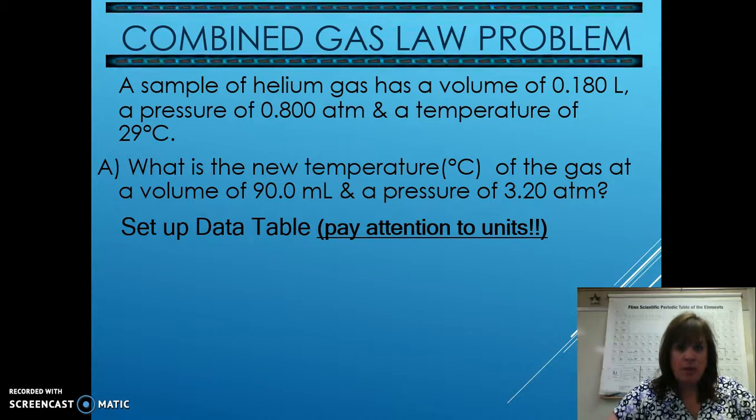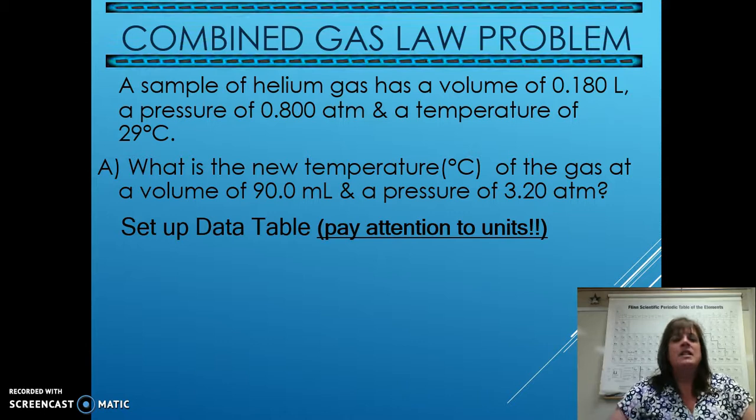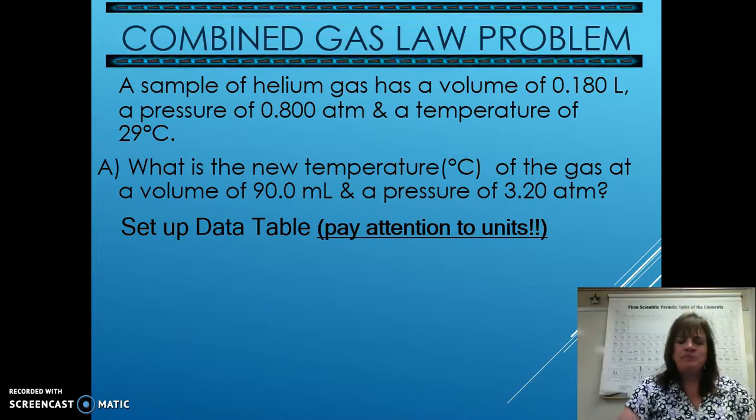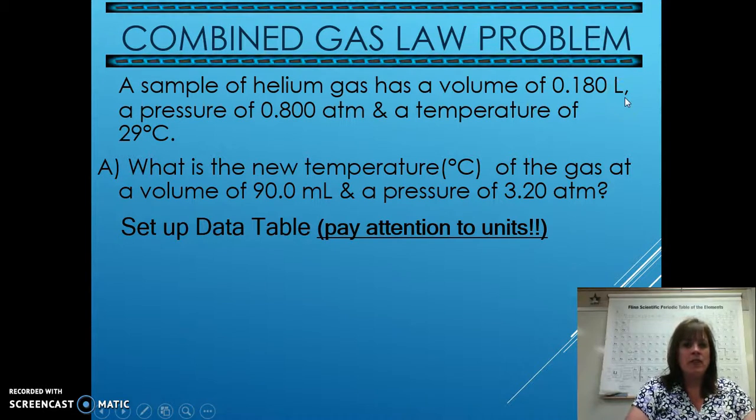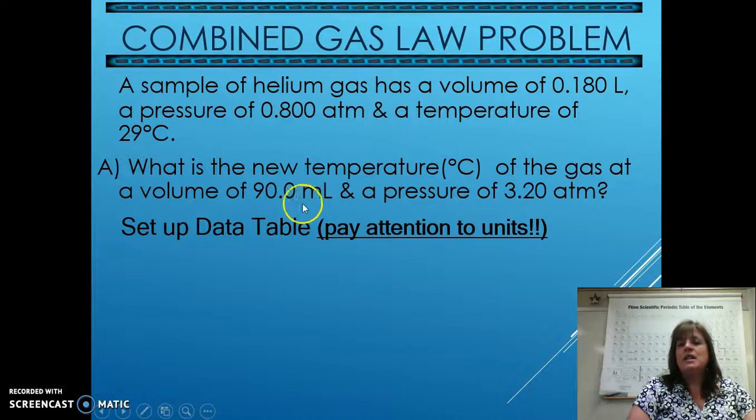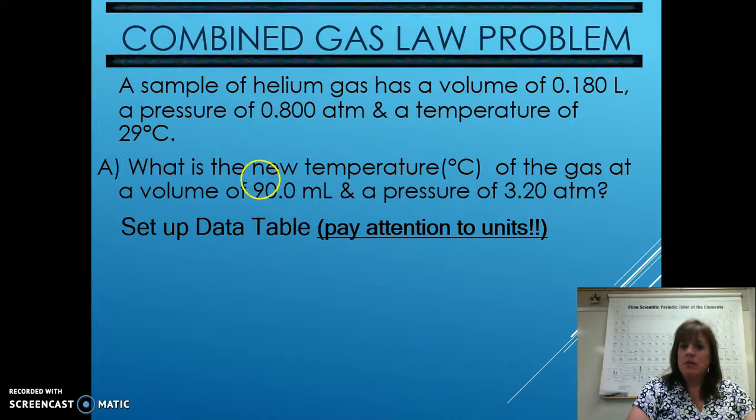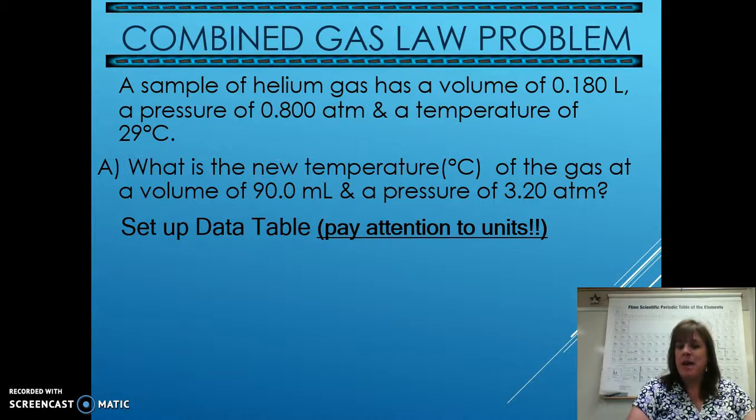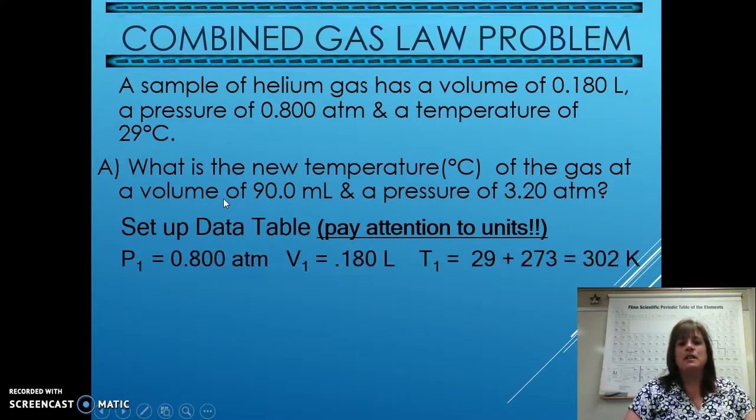So where's my problem? Well, one problem is the fact that I'm in Celsius and I need to be in Kelvin, but take a look at your units for volume. I have 0.18 liters, cool, right units, but my second conditions, I'm in milliliters, so I need to convert my milliliters to liters. So let's divide by 1,000, or move that decimal place over 1, 2, 3. All right, so here's what our data table should look like.